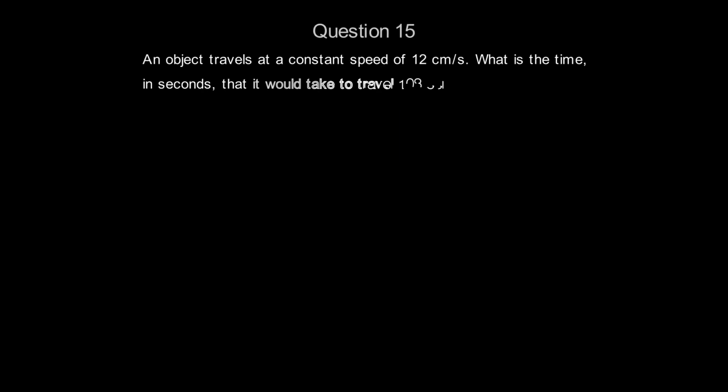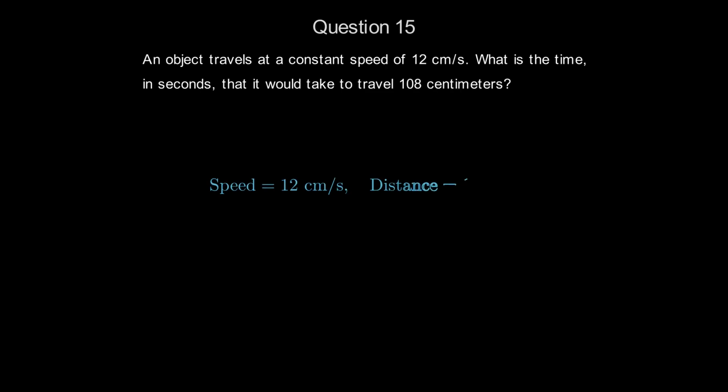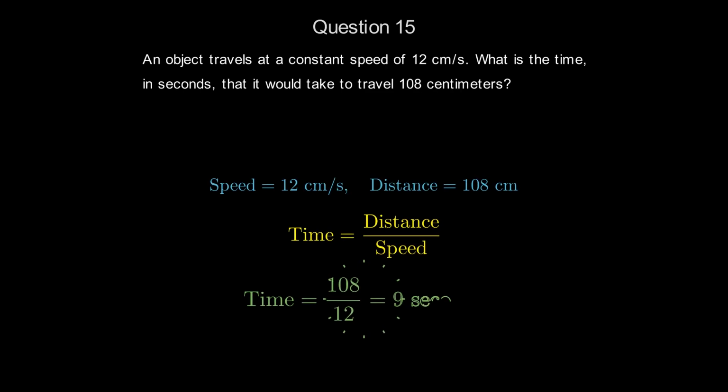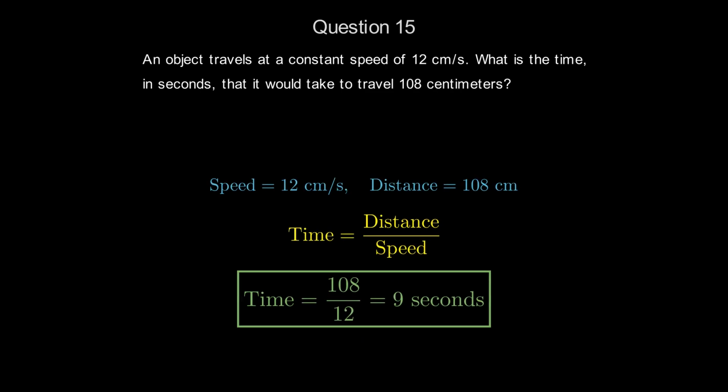In question 15, an object travels at a constant speed of 12 centimeters per second. We want to find the time it takes to travel a total distance of 180 centimeters. Since time equals distance divided by speed, we simply divide 108 by 12, which gives us exactly 9 seconds.